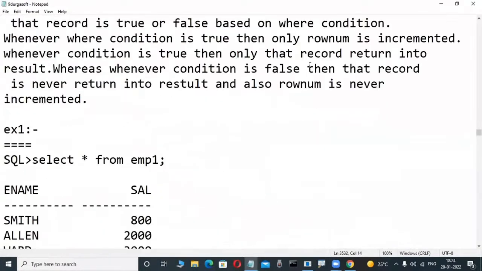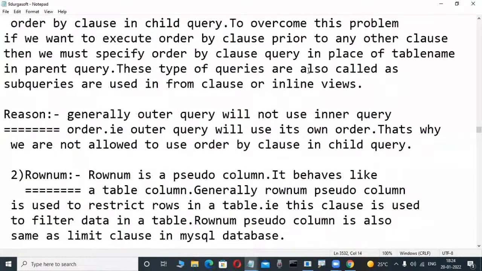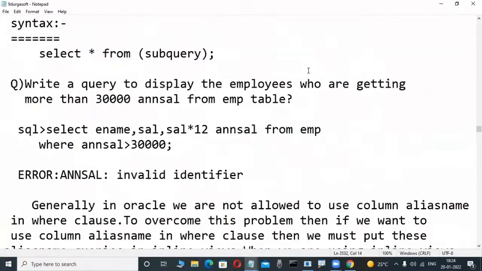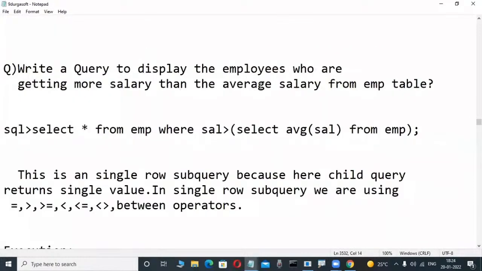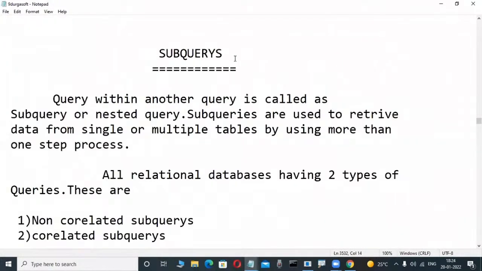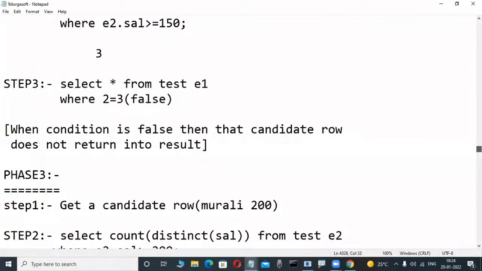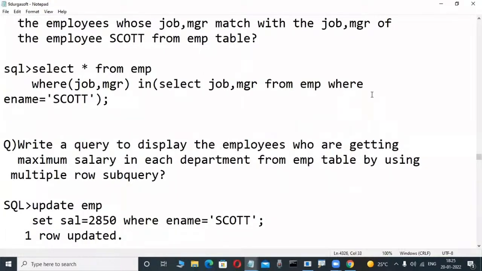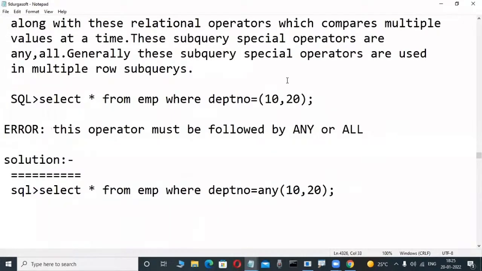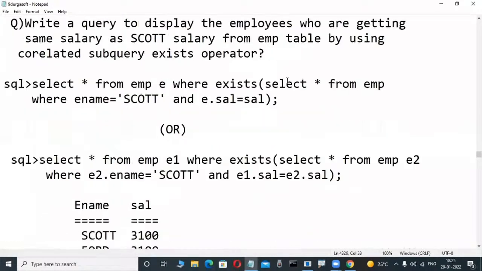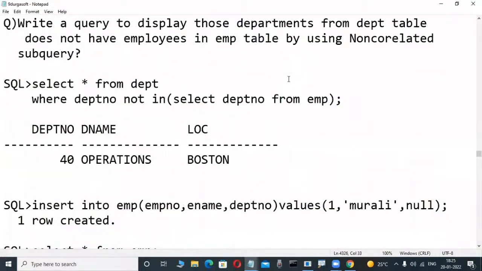A query within another query, but with only one or two lines of coding. These are the main chapters we are learning. In databases, subqueries are most powerful. In this chapter we learn about interview questions. Suppose you are attending an interview: display the nth highest salary employee, the second highest salary employee, delete duplicate rows. These kinds of things we learn about in our course.